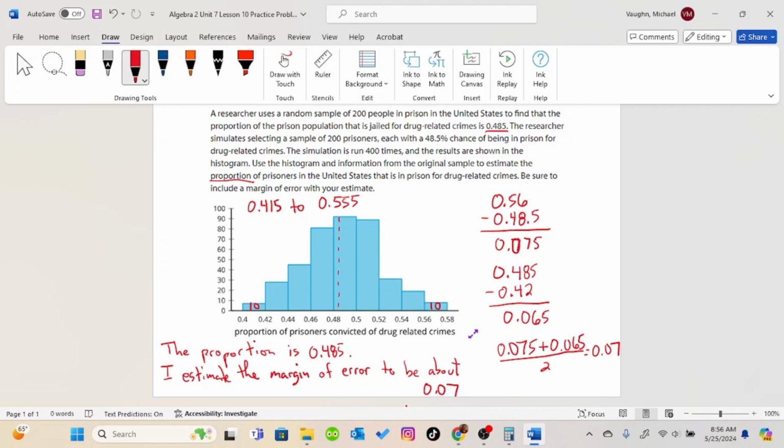If you have any questions about how to determine proportion or margin of error using a histogram, please ask for clarification so that you are set up for success as we move on to Lesson 11 and eventually on to your end of Unit 7 test.